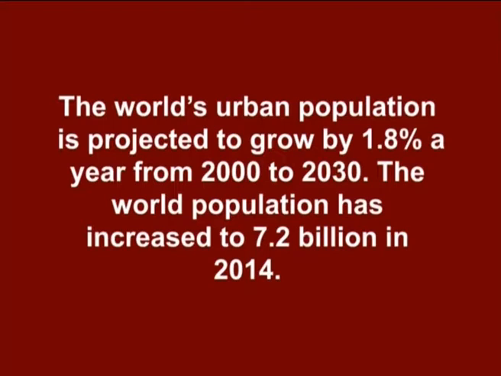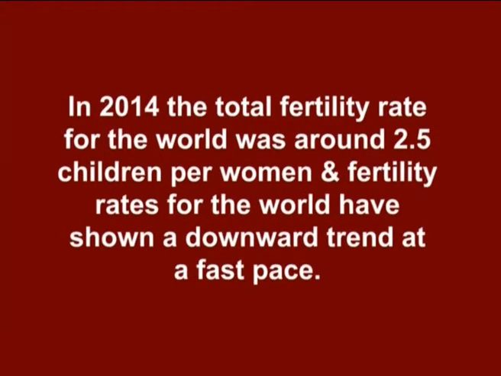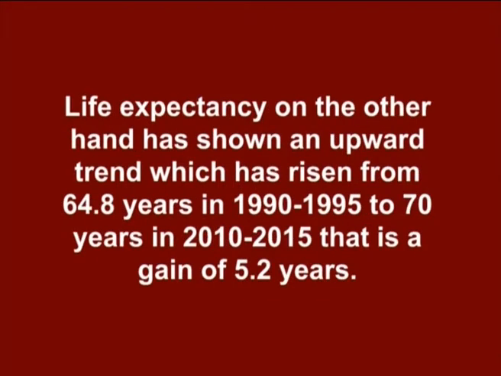The world population has increased to 7.2 billion in 2014. In 2014, the total fertility rate for the world was around 2.5 children per woman, and fertility rates for the world have shown a downward trend at a fast pace. Life expectancy, on the other hand, has shown an upward trend, which has risen from 64.8 years in 1990 to 1995 to 70 years in 2010 to 2015. That is a gain of 5.2 years.